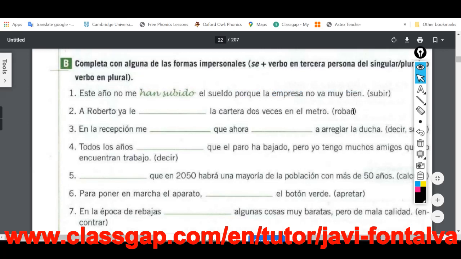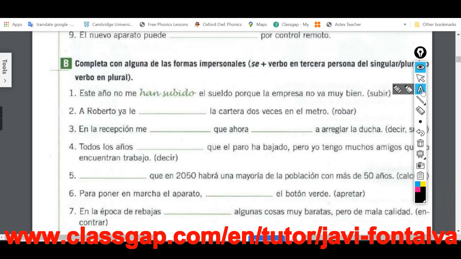So here you have the verb, okay? This is robar. Remember, in English, rob or steal. In Spanish, rob and steal is the same verb. A Roberto ya le han robado, so it is plural. Han robado. Exactly.